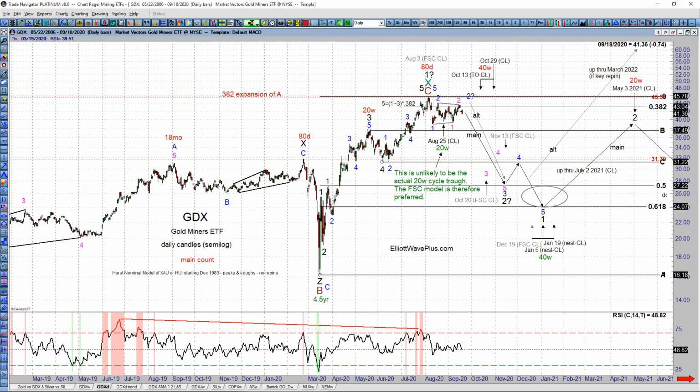Is it possible that this is a triangle and it moves to the upside? Sure, anything's possible, but I don't think it is probable.